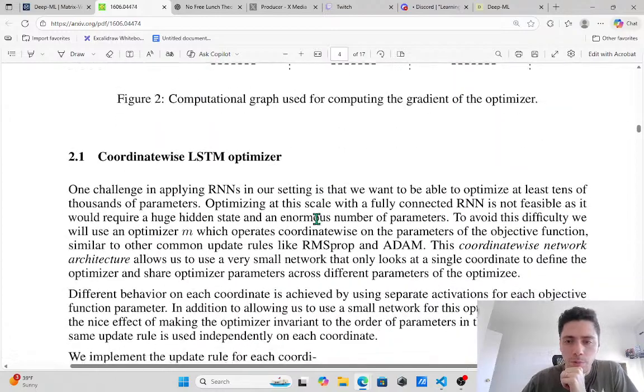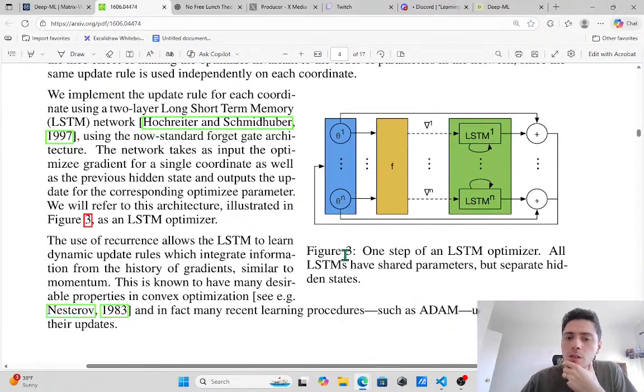One step of an LSTM optimizer, all estimates have shared parameters, but separate hidden state. So we're given the weights, it goes to a function, the function outputs. Okay, this is the full process. So we're given the weights, they're used in the model, the model makes predictions, gets loss, the loss has gradients, so those gradients get passed to the LSTM.